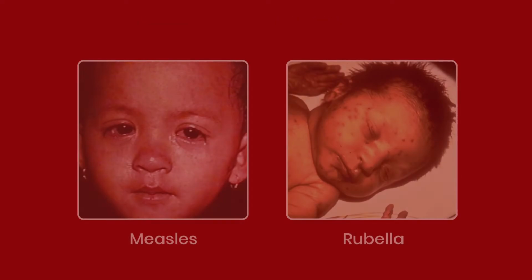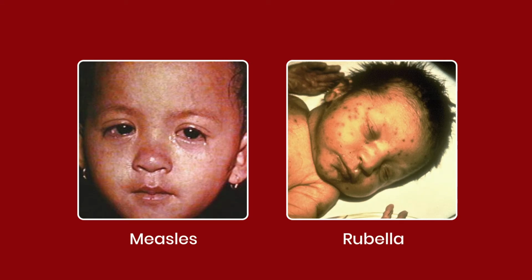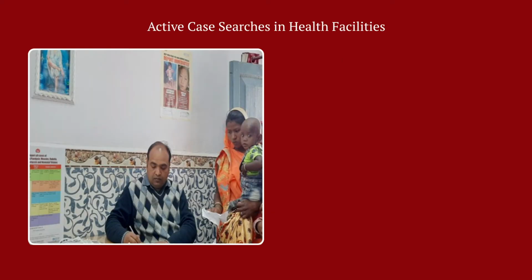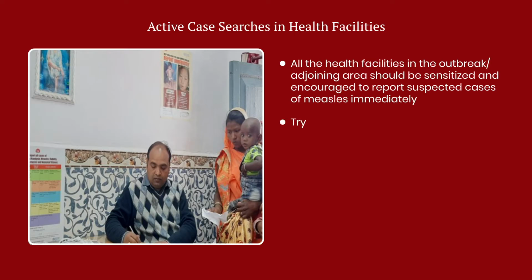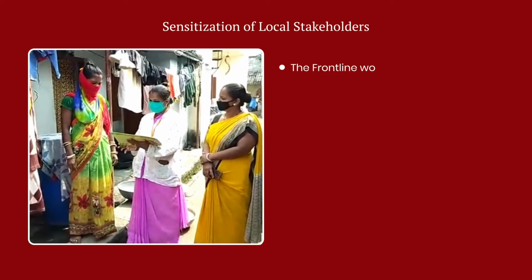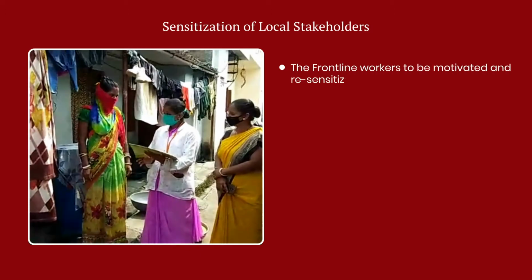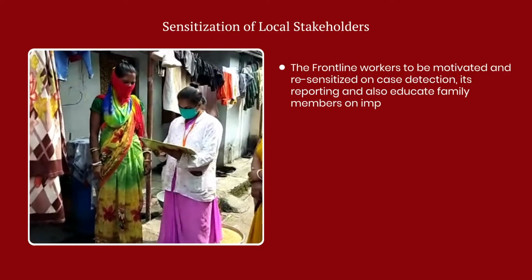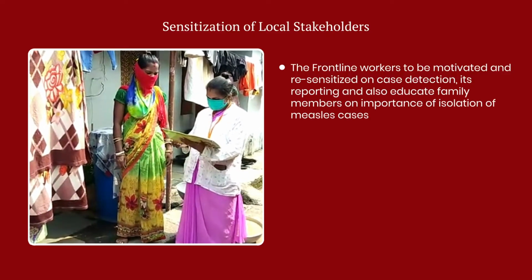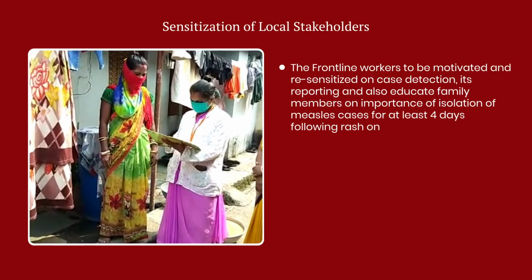zero reporting. All the reporting sites in the area should be alerted about the positive measles or rubella case in the area. All the health facilities in the outbreak or adjoining area should be sensitized and encouraged to report suspected cases of measles immediately. Try to determine if any case has been missed in reporting. Frontline workers to be motivated and resensitized on case detection, its reporting, and also educate family members on importance of isolation of measles cases for at least 4 days following rash onset.